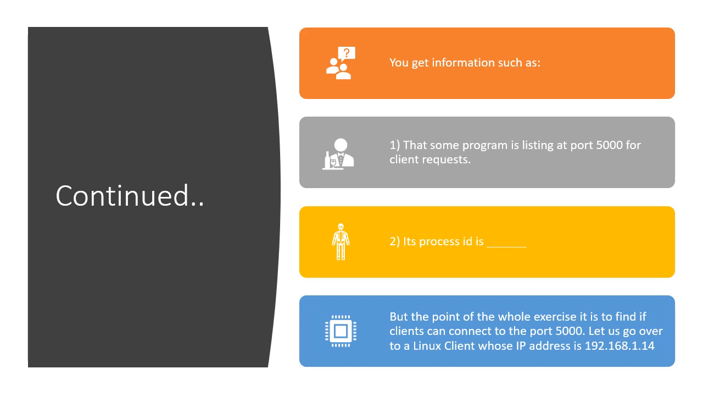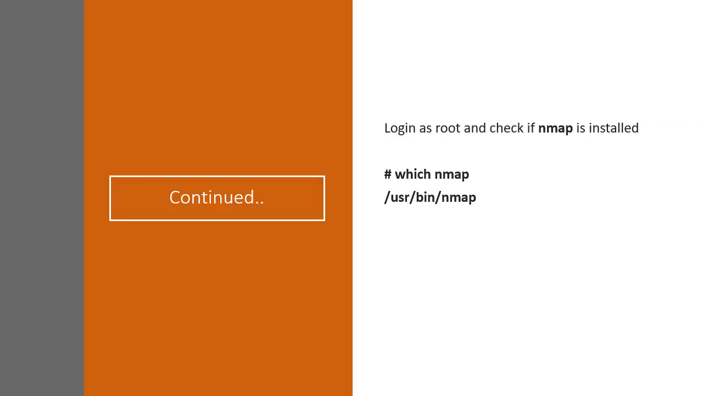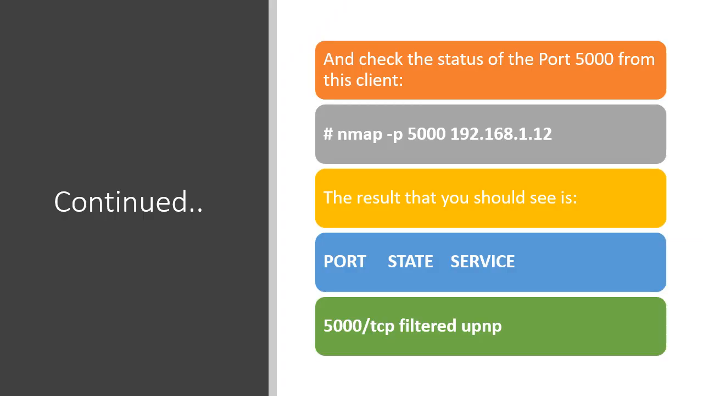So let us go over to a Linux client whose IP address is 192.168.1.14. Log in as root, and check if nmap is installed. You enter the command which nmap and it will give you the absolute path to the nmap binary, which is /usr/bin/nmap. And check the status of port 5000 from this client.